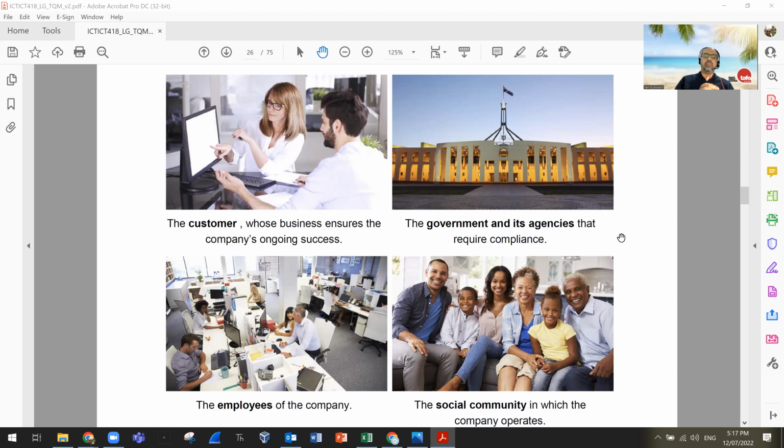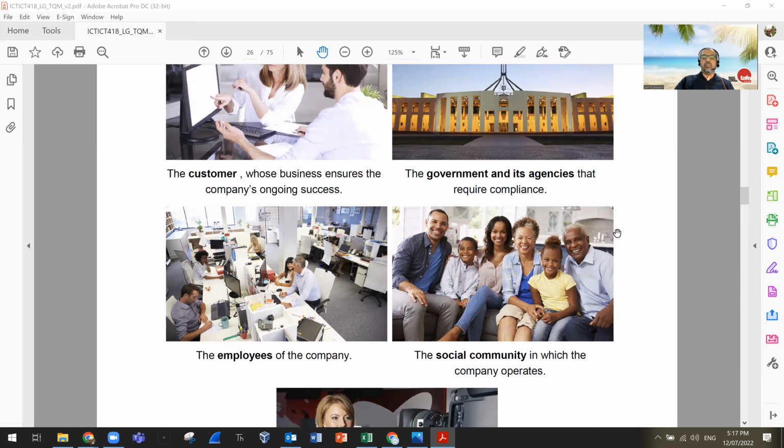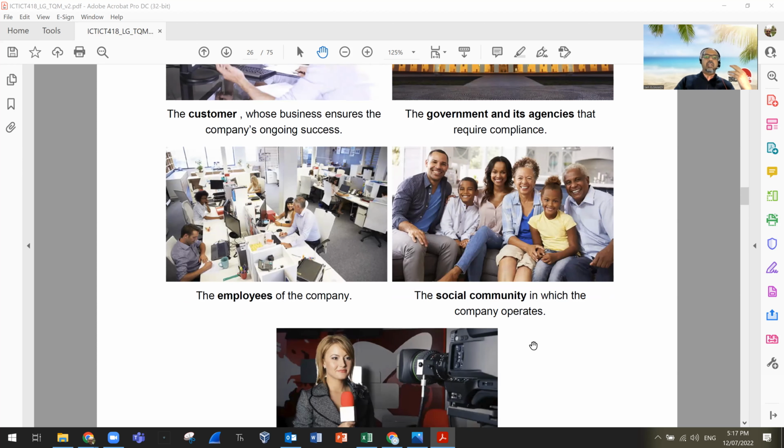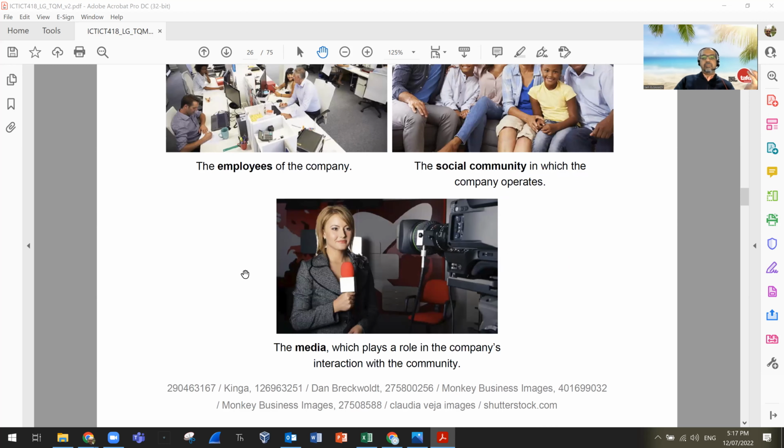For example, if we are working in mining, we need to deal with environment and global warming and all these things. We also have the social community in which the company operates, the employees, so us, and media also plays a role in the company's interaction with the community.